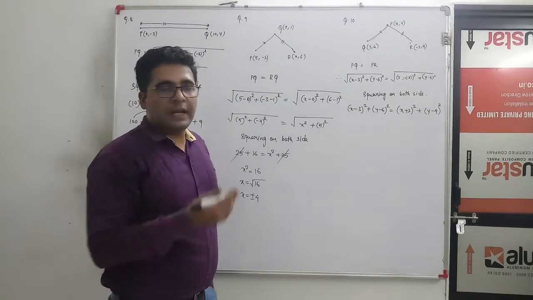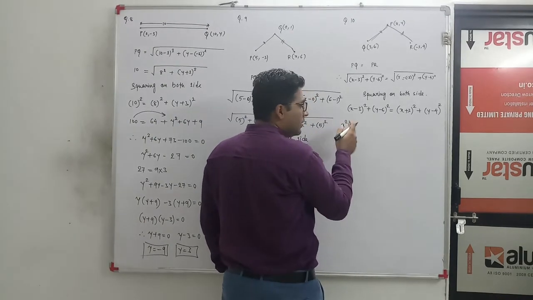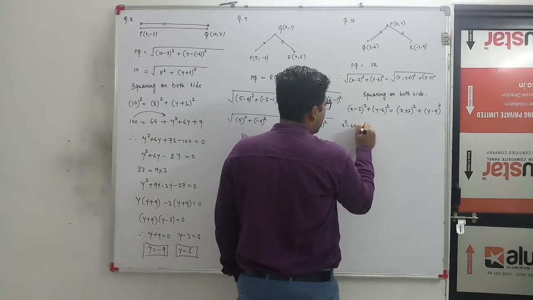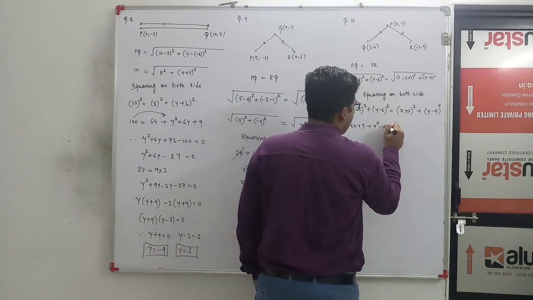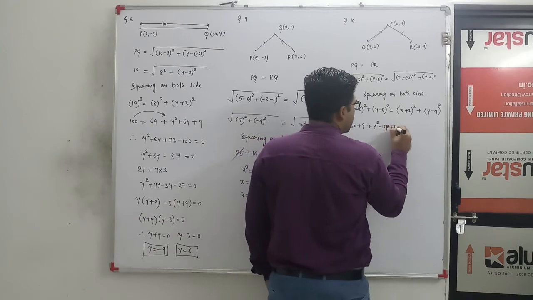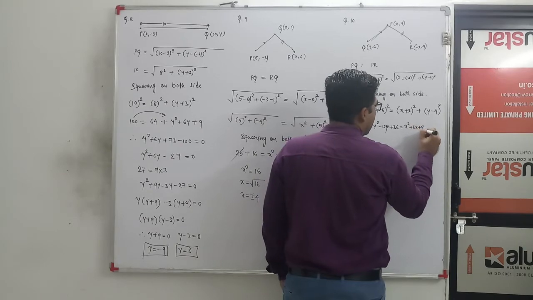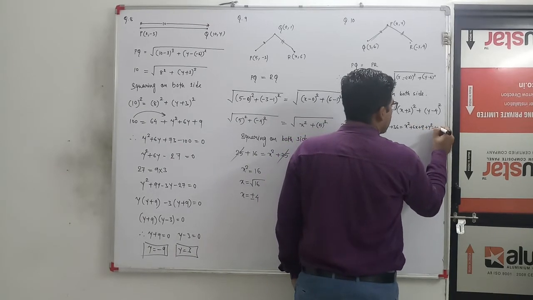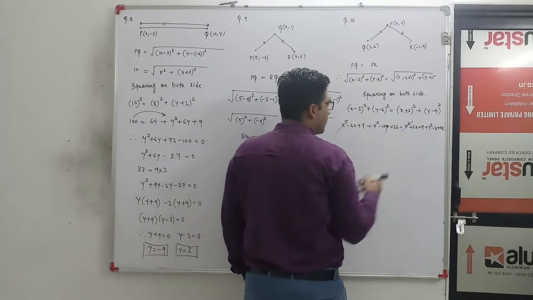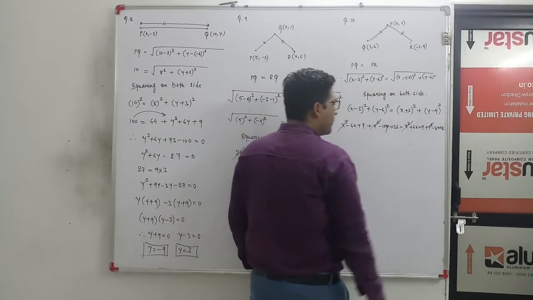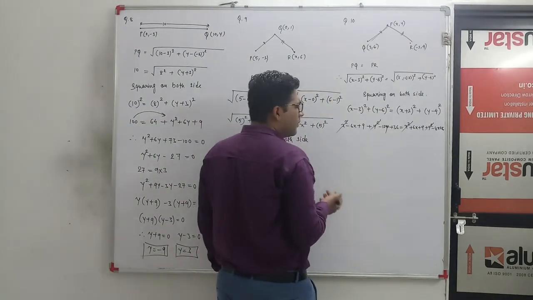When I am expanding it, I am getting x squared, using the identity, minus 6x plus 9. Here y squared minus 12y plus 36. On the other side, x squared plus 6x plus 9 and y squared minus 8y plus 16. So x squared can cancel and y squared can cancel, because they have the same sign, same power and the same coefficient.